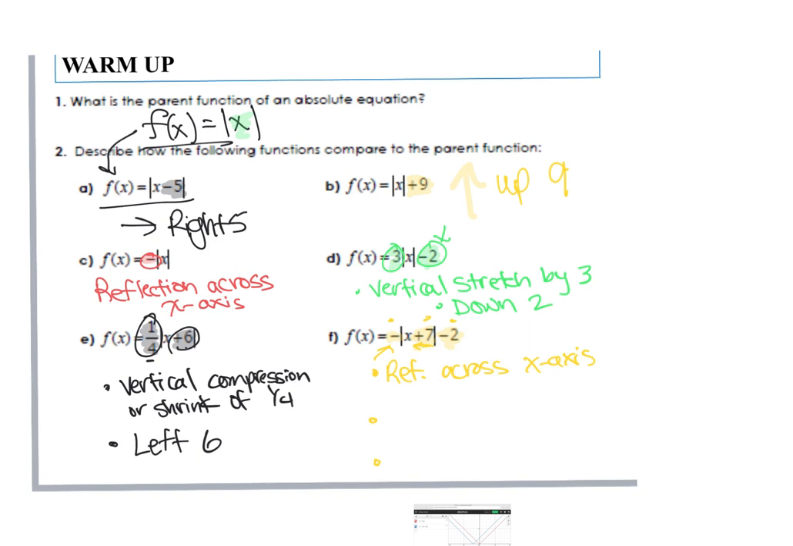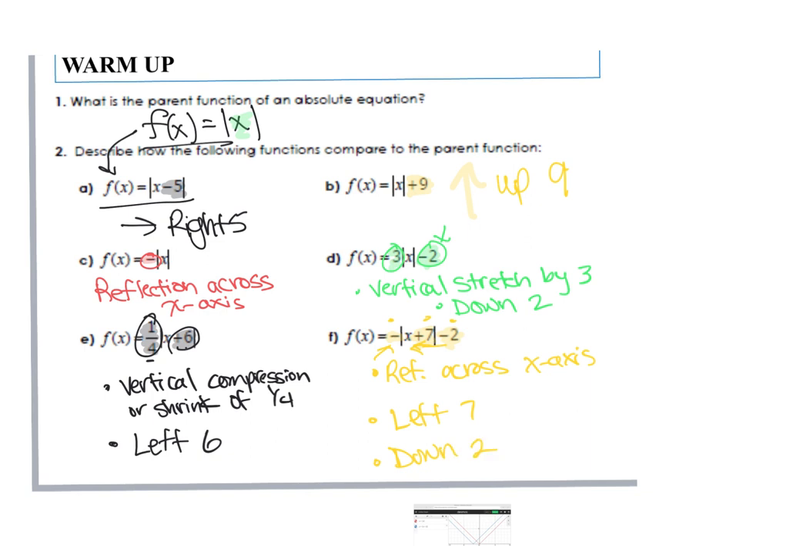Plus 7 inside. Okay, inside is left to right. Plus means do the opposite, so we are going left 7 units. And then we have this negative 2 on the outside of the bars. Okay, at the end is our vertical shifting, so negative means we are going down 2 units.